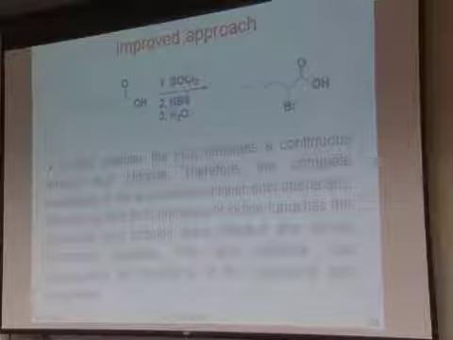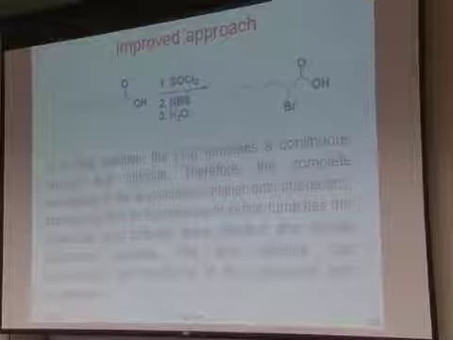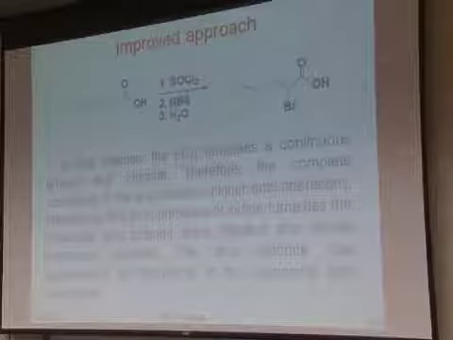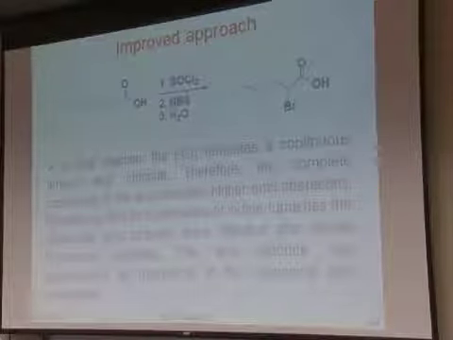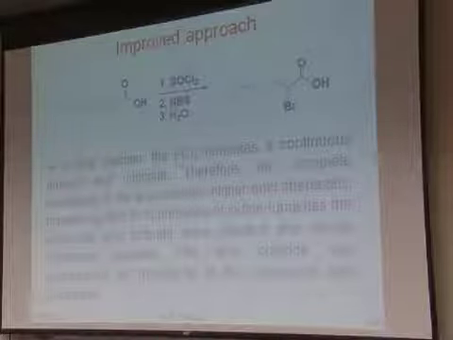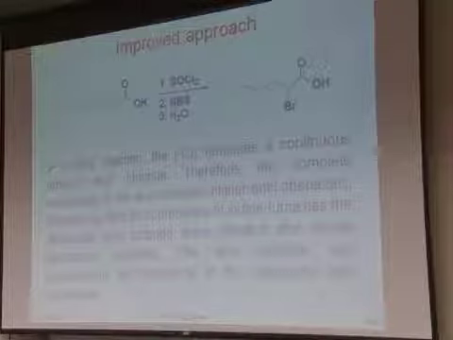Here is another set of conditions for the Hell-Volhard-Zelinsky reaction. You add first thionyl chloride, which means you are making the acid chloride. Then you have NBS, a source of bromine in low concentration. And then you add water, which means you are hydrolyzing the acid chloride.